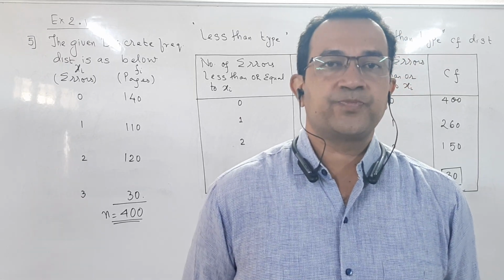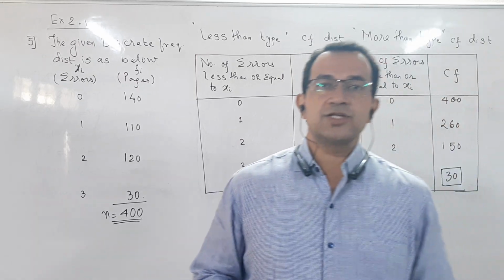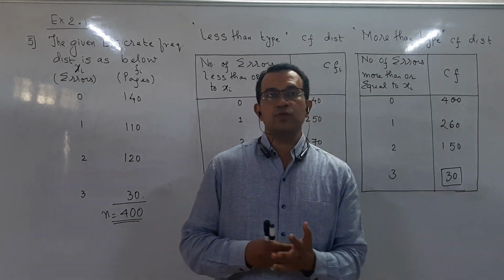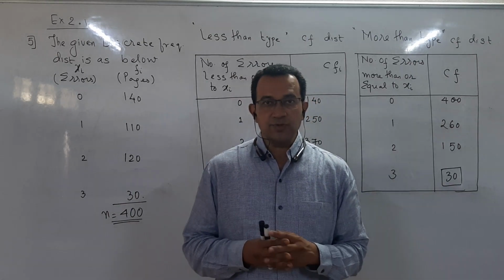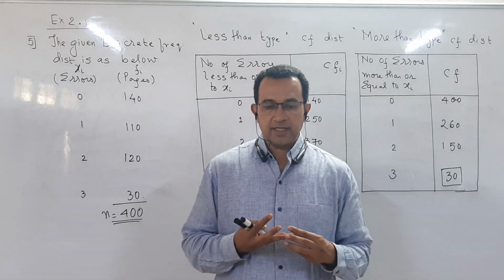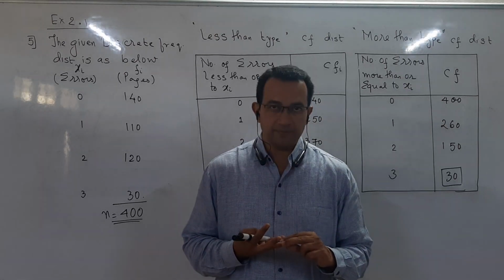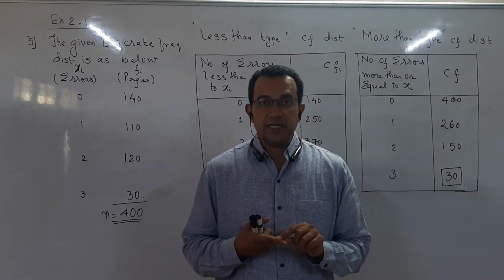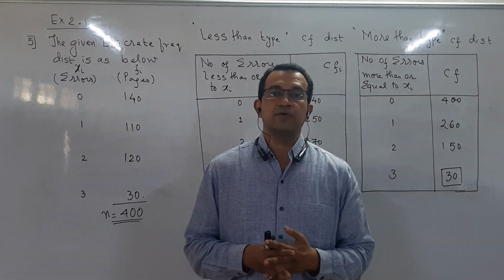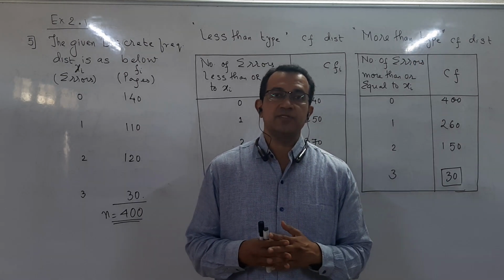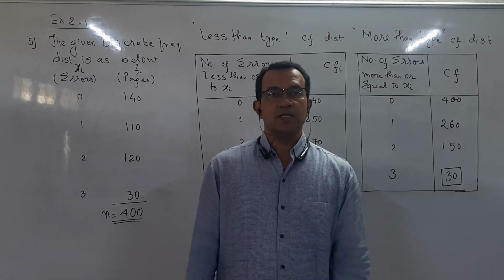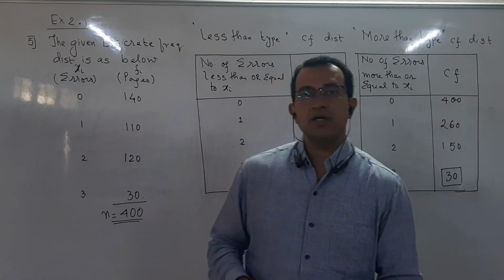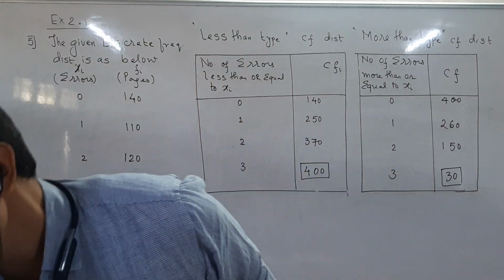In the last lecture's theory, we have studied, as such, there are two types of cumulative frequency distribution. The first is less than type and the second is more than type. And cumulative frequency distribution of a discrete variable is called discrete cumulative frequency distribution, and cumulative frequency distribution of a continuous variable is called continuous cumulative frequency distribution. This is an example of discrete cumulative frequency distribution.